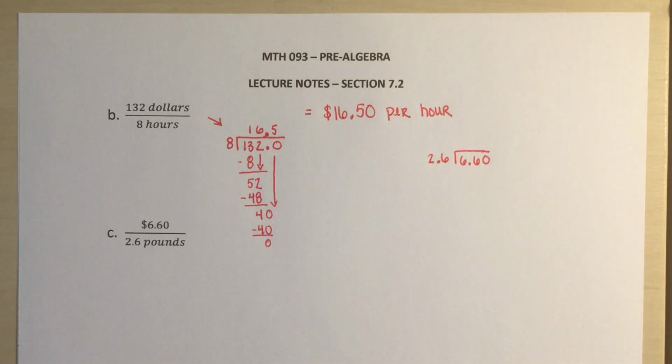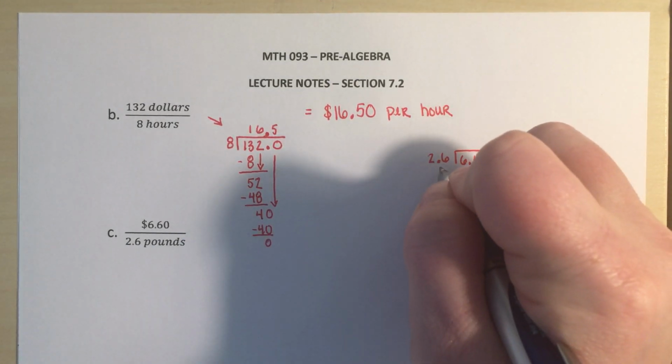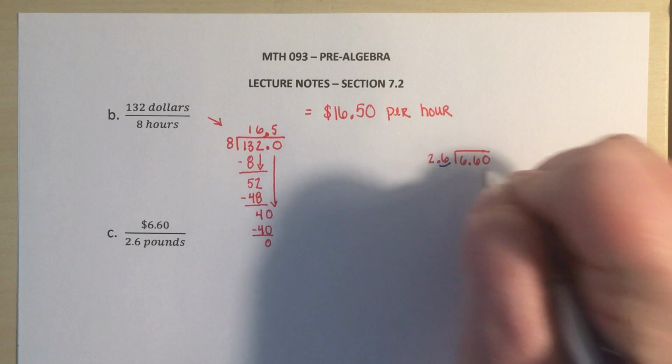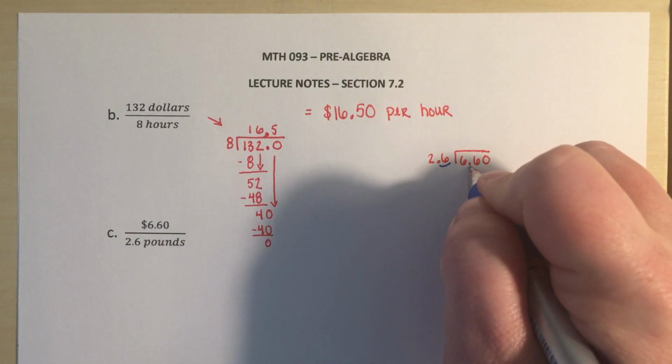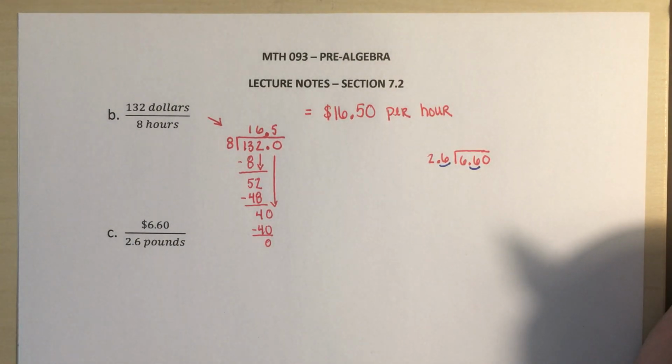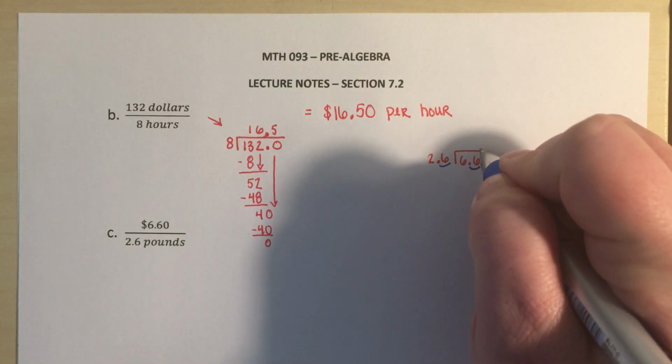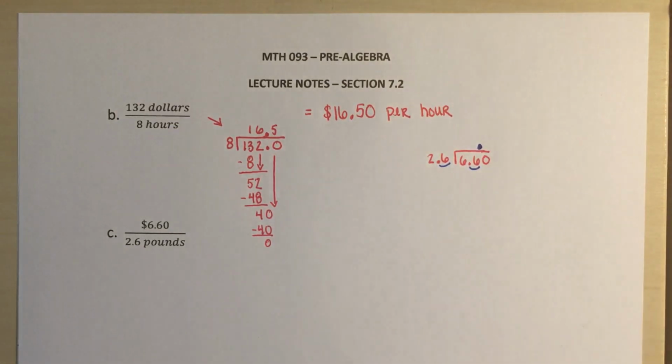Now, when we're dividing with decimals, we always want to change our divisor out front to a whole number. So that means we're going to move our decimal point over to give us a 26. That means we're going to have to move our decimal point over inside. So now instead of thinking 6.6, we're thinking 66. And that means our decimal up top is going to go right there as well.